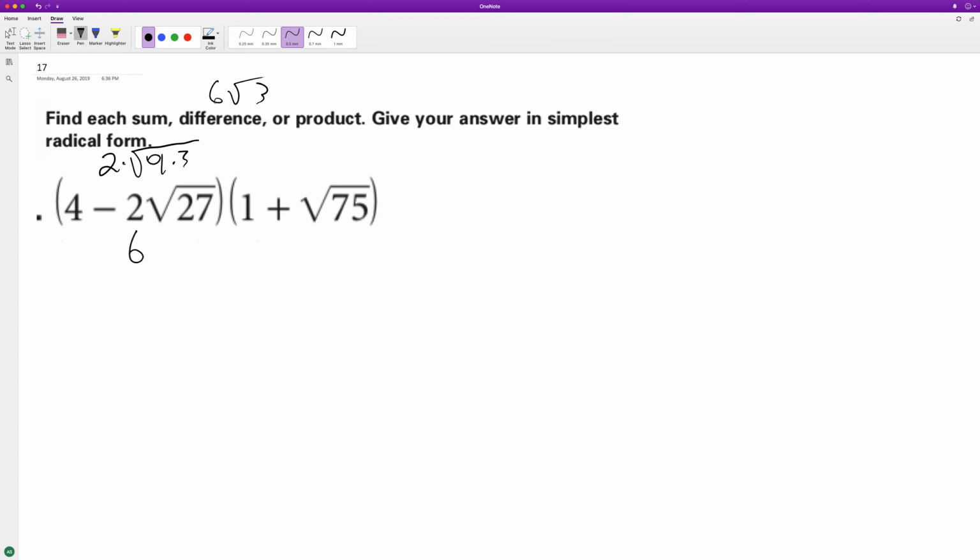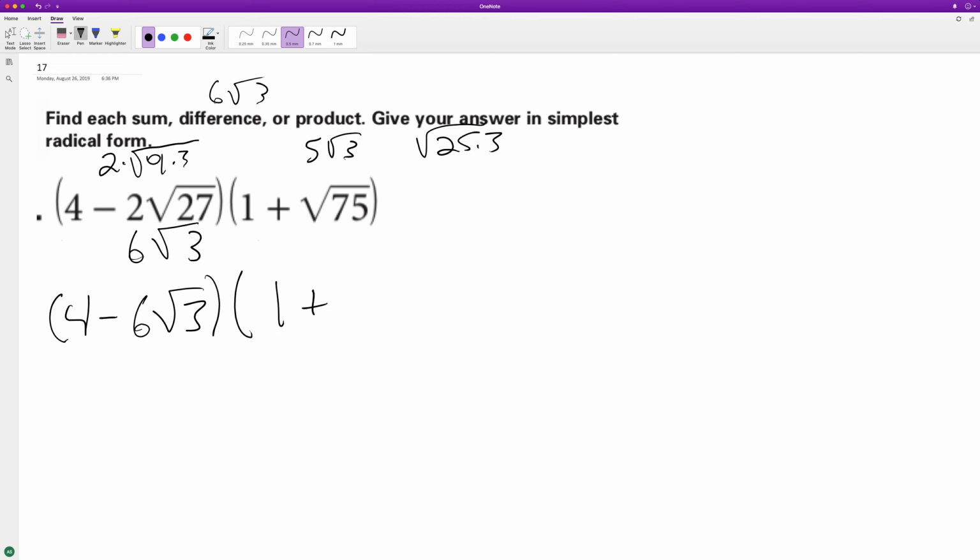So this is 6 root 3, because 2 times the 3 I pull out. And square root of 75 is the same thing as 5 root 3. The reason why is because it's square root of 25 times 3, and I pull out the 25. Okay, so I have 4 minus 2, or excuse me, 6 root 3, and then 1 plus 5 root 3.